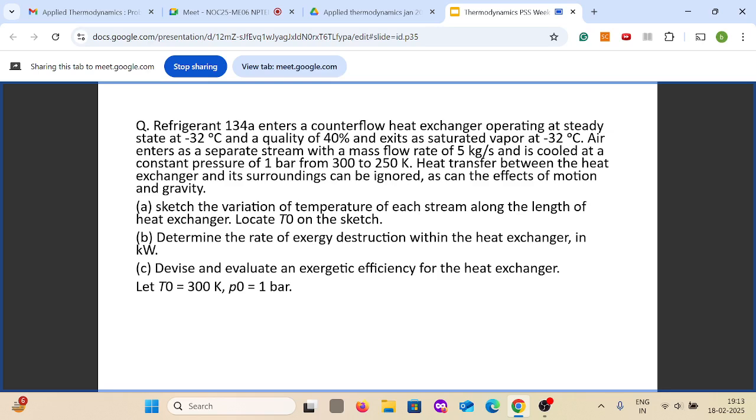A. Sketch the variation of temperature of each stream along the length of the heat exchanger. Locate T naught on the sketch. B. Determine the rate of exergy destruction within the heat exchanger in kilowatts. C. Devise and evaluate an exergetic efficiency for the heat exchanger.